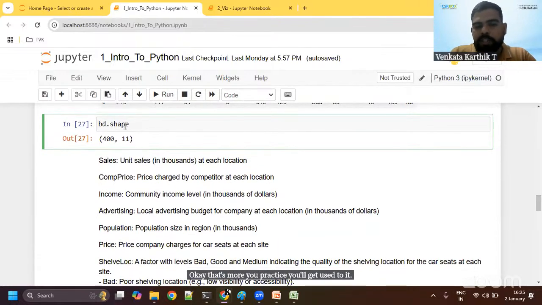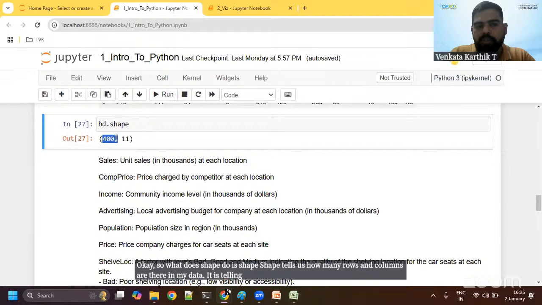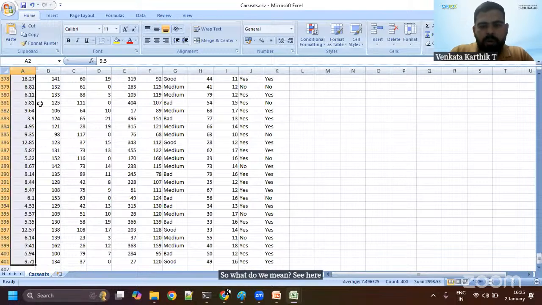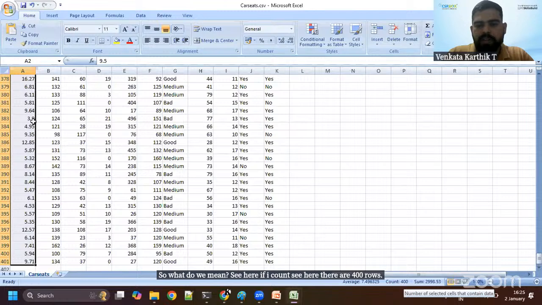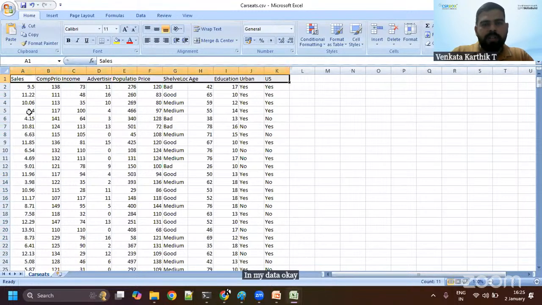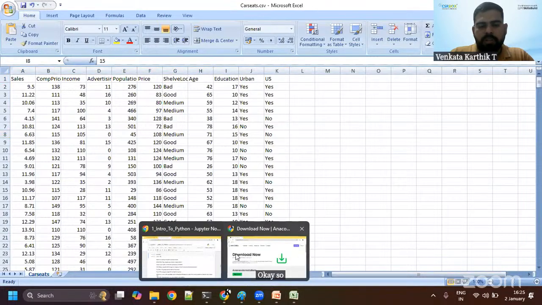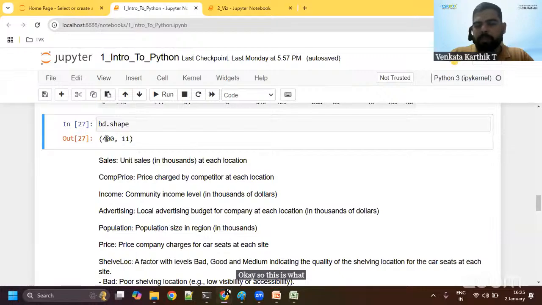So what shape does is it tells us how many rows and columns are there in my data. It is telling there are 400 rows in my data and 11 columns. So what do we mean? See here, if I count, there are 400 rows in my data. And if I go like this, how many columns are there? 11 columns are there. So this is what the shape attribute is telling us, how many rows and columns are there.